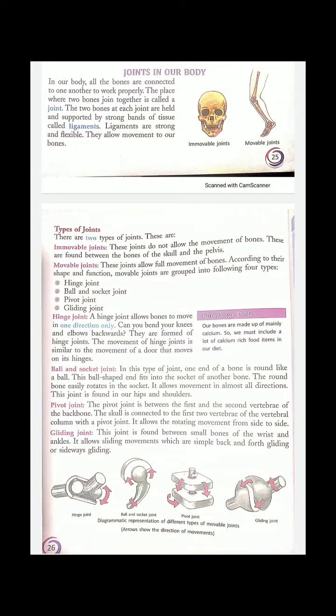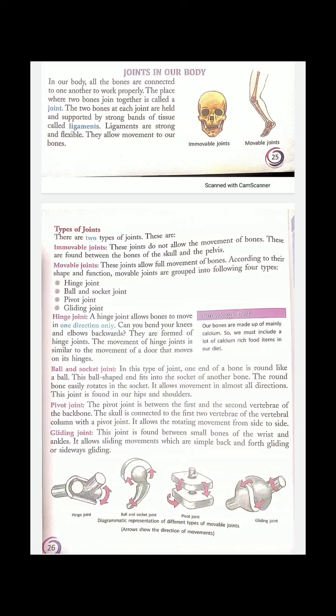Today we will start with the remaining portions of chapter 3. The topic which we will take up today is joints in our body. The place where two or more bones join together is called a joint, and we can bend our body around these joints very easily. For example, the joint which is present in our knee and elbow. If you just try right now, you will be very easily able to move your body around these joints.